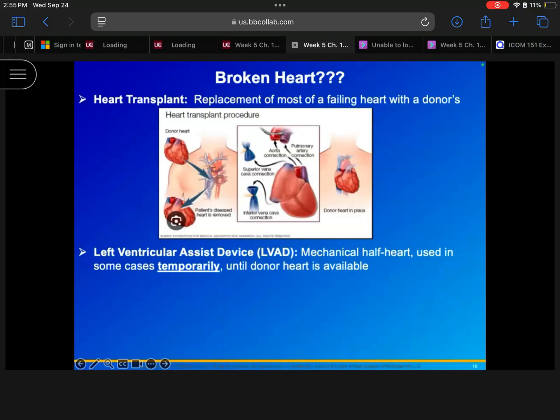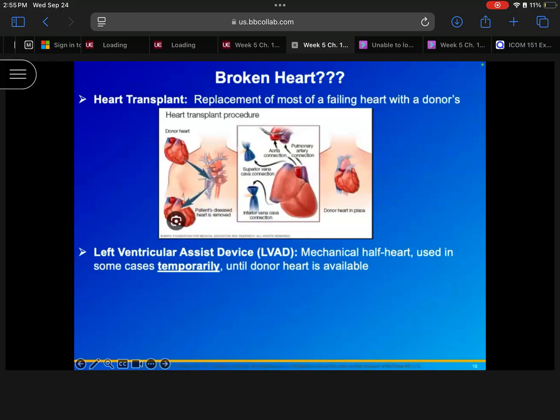Because transplants are so few and far between, we do have a few things that can be used to help us in the meantime, but they're not going to function for that long. One of them, have you guys heard of the LVAD? Yeah, it's the left ventricular assist device. It's basically a mechanical half heart, so that's cool. It's used just for temporary cases until a donor heart is available.